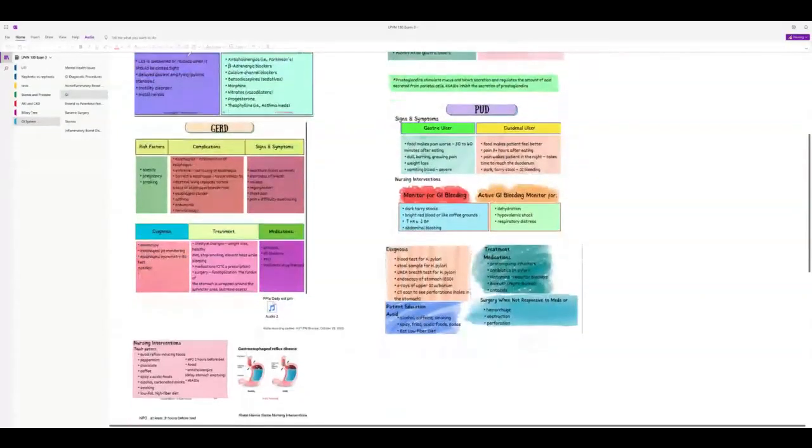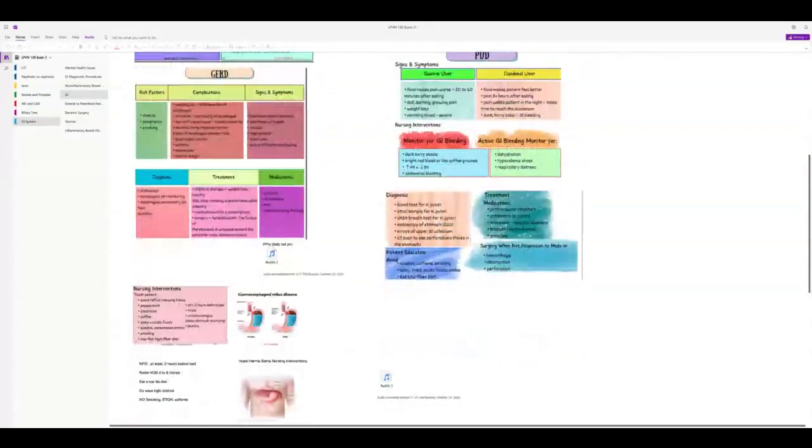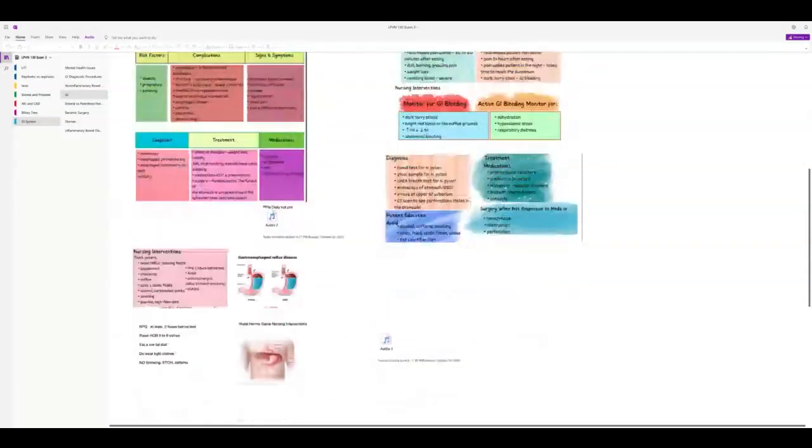So you want to tell them all those things about their diet. They need to be NPO 2 hours before bed. That's going to help them. That will help GERD patients. That will help patients with hiatal hernias. Same nursing diagnoses.